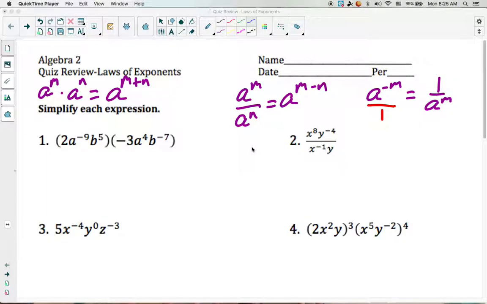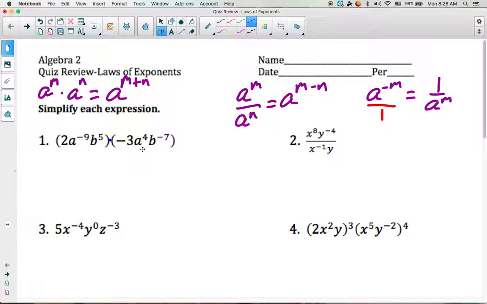Quiz review, laws of exponents, problems 1 and 2. For number 1, we have 2a to the negative 9, b to the 5th. That is a product, and we're going to multiply it times negative 3, a to the 4th, b to the negative 7. So we're going to use this property right here that says a to the m times a to the n.